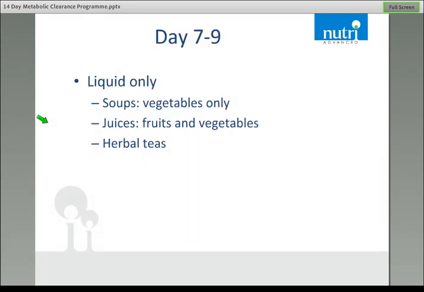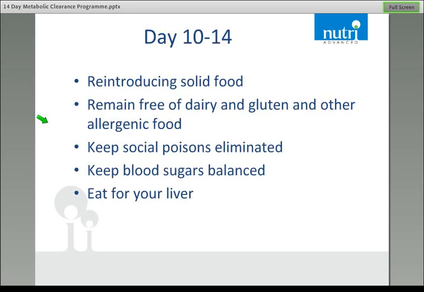During days 7 to 9, these are our liquid-only days. This is where we're really going to take the burden off the digestive system, so therefore the energy usually used for digesting is now going to be able to support detoxification through other systems within your body. There is an unlimited amount of soups and juices and herbal teas allowed during this time. So it isn't about being hungry, it's not about going without. So my advice to you is make sure you're well prepared during these days. Cook yourself a big vat of soup so that you're never hungry.